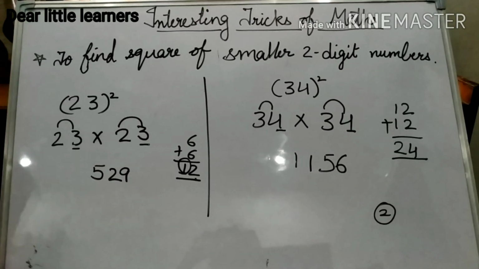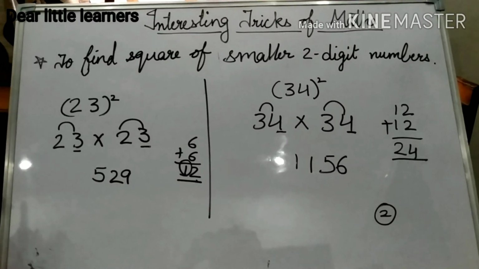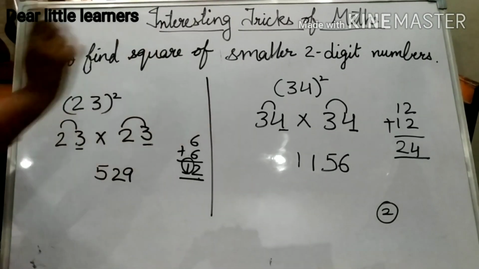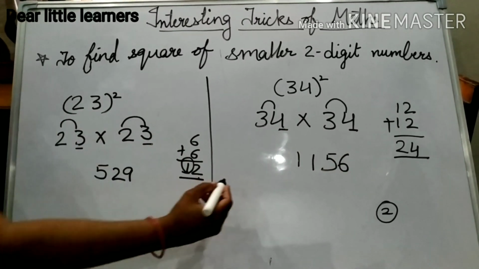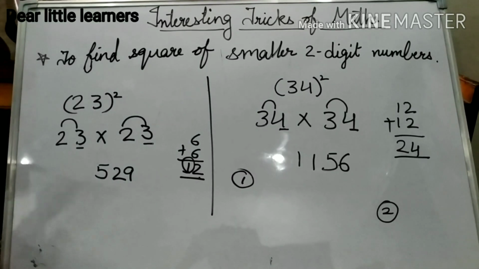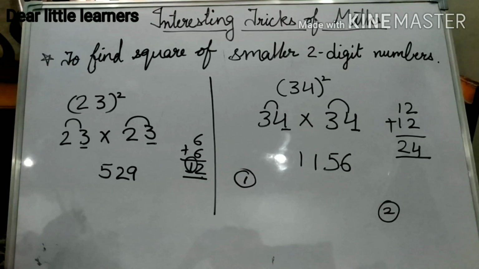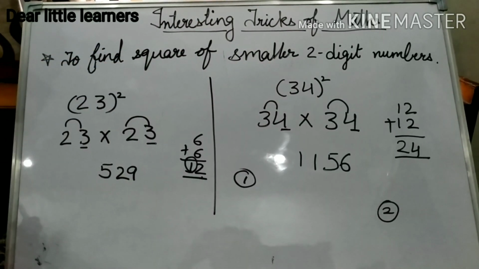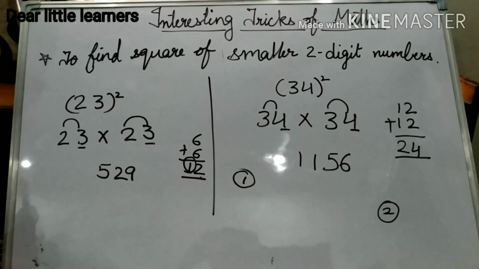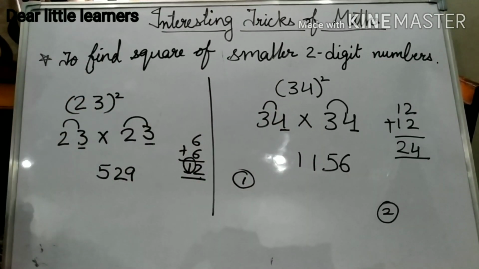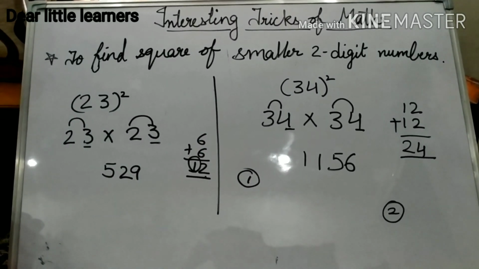Now the next number, 34. We have to find the square of 34 now. For finding that, first we will multiply 4 by 4. That is 16. So we have written 6 and 1 is carry. Now we will multiply 3 by 4 and 3 by 4. That is 12. So 12 plus 12 is 24. 24 plus 1, this carry will be added, 5 and again 2 carry. Okay children. Now 3 3s are 9. 9 plus 2, 11. So like this children, we can find the square of smaller 2-digit numbers.